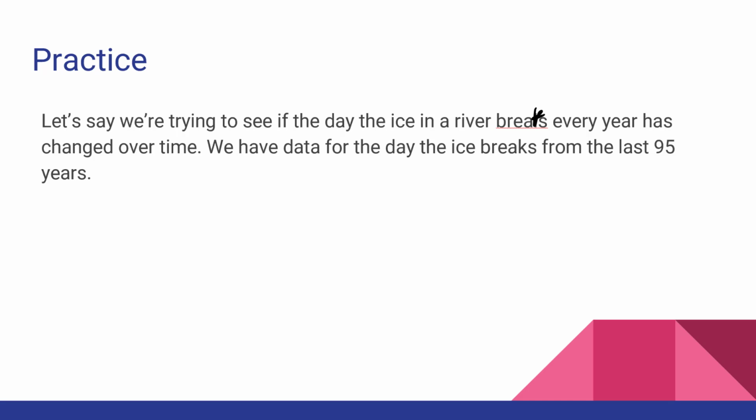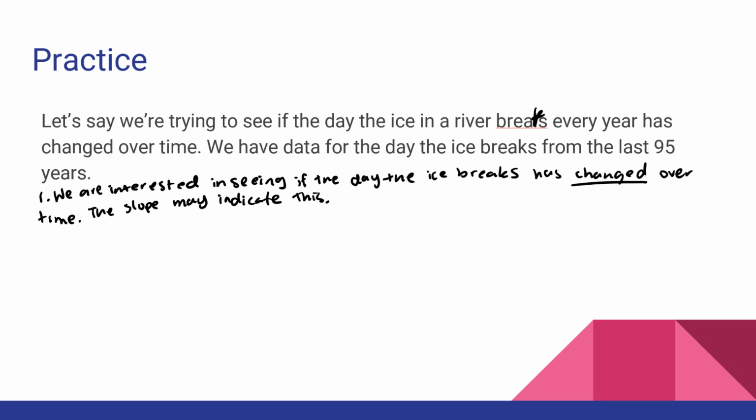4. So first is our POI. What are we interested in doing? So we are interested in seeing if the day the ice breaks has changed over time. The slope may indicate this. So why I use the word change is because this is implying that we're going to go see if there's a relationship between the years and then the day the ice breaks.